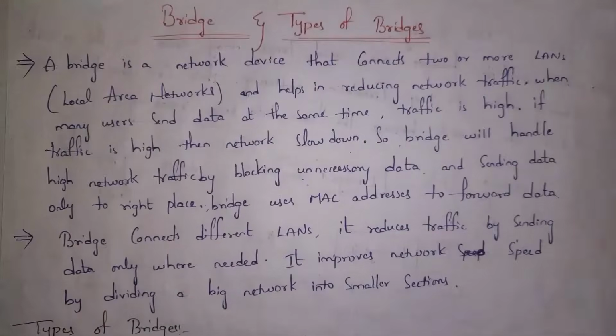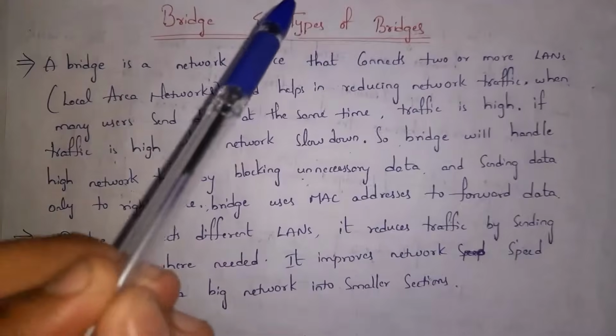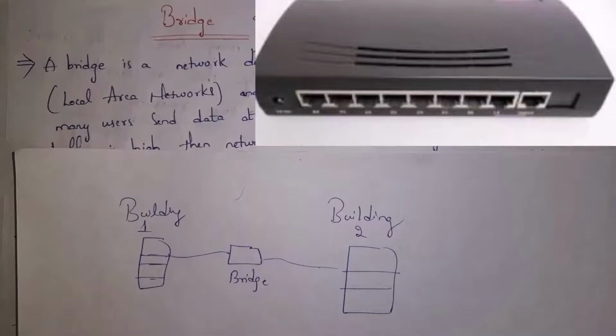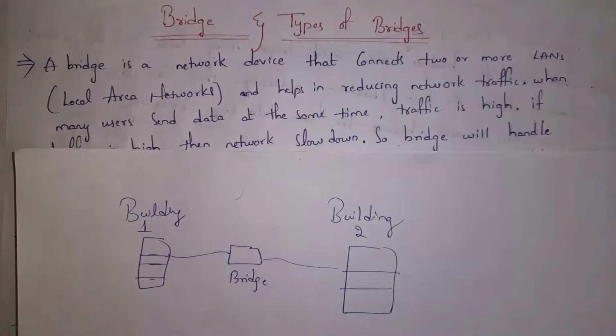Next, I will explain what is a bridge and various types of bridges. Guys, a bridge is a device. By using a bridge, we can connect multiple local area networks. For example, there is a college. The college contains two buildings side by side. So building 1 is considered as one local area network and building 2 is considered as another local area network. I will connect these two buildings by using a bridge device.